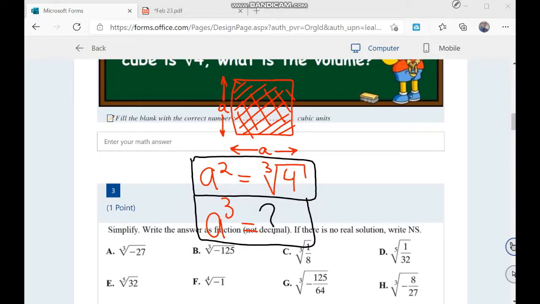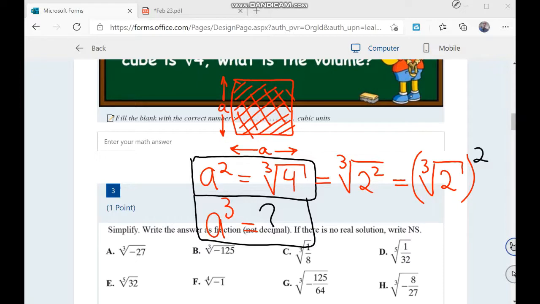You have a squared. A squared is the area of the face, but you need to find a cubed. But you can say a squared equals, pay attention, cube root of 2 squared, and you can rewrite this as cube root of 2, squared. It's the same thing. That means a squared equals cube root of 2 squared. So cube root of 2 equals a. Right?